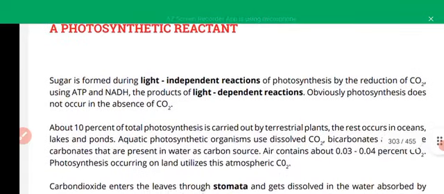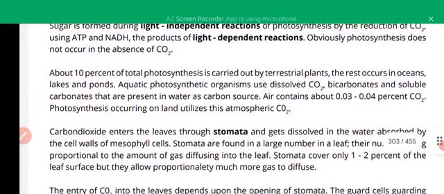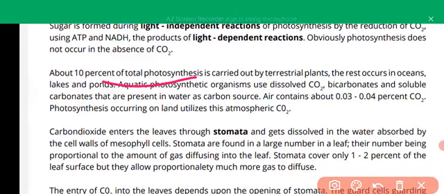Then the role of carbon dioxide in the light independent reactions. We know that carbon dioxide is a basic reactant for photosynthesis, used to form sugars after the light dependent reactions form ATP and NADPH. 10% of photosynthesis occurs on land plants and 90% in oceans. Air contains 0.03 to 0.04% carbon dioxide, which is the basic source for land photosynthesis.